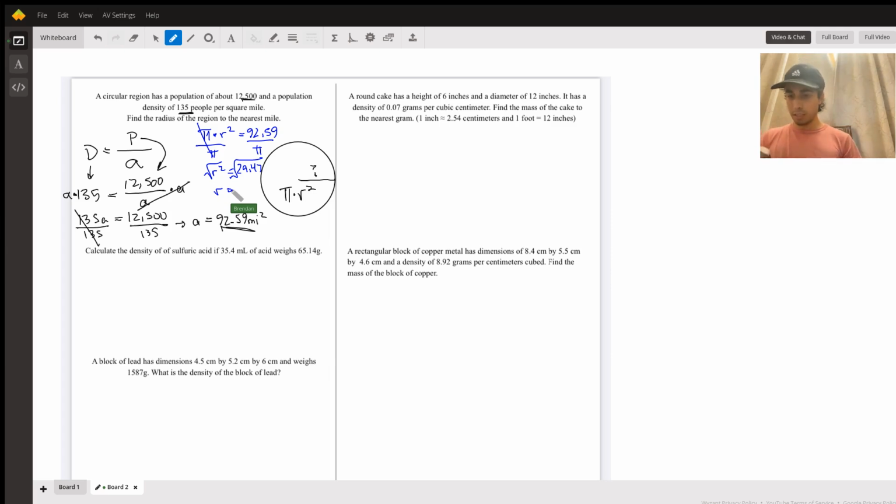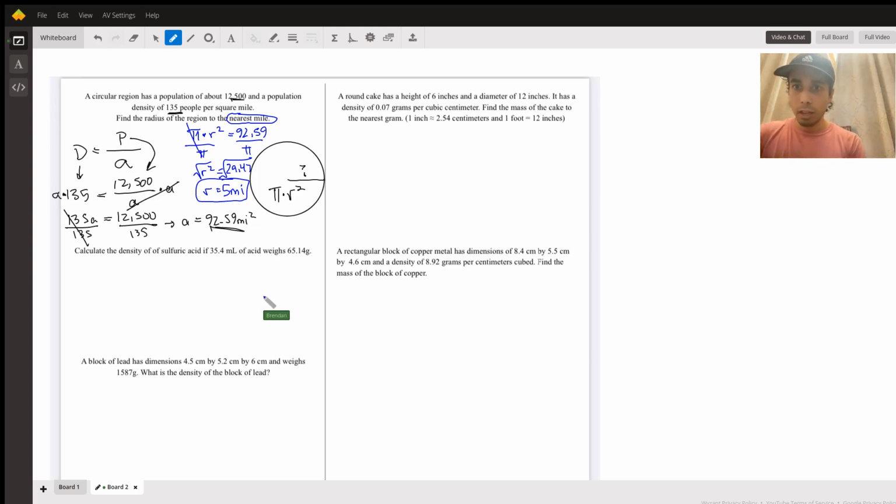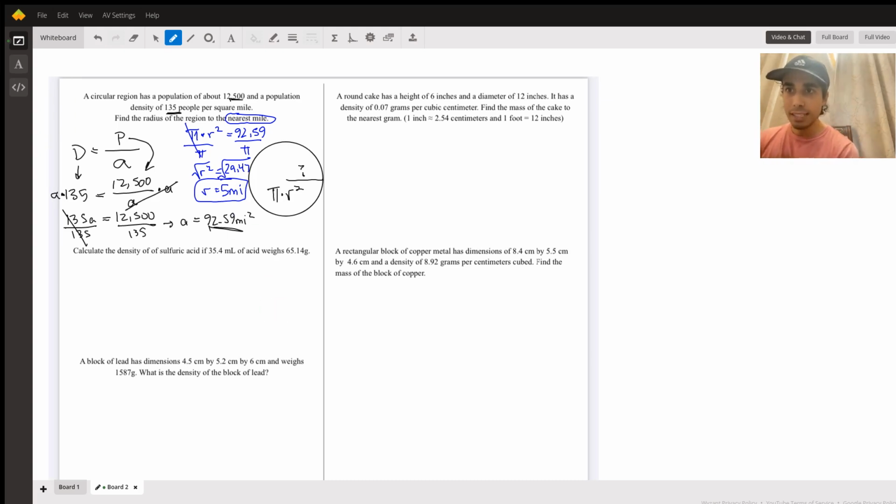The radius is 5.4 miles. However, it wants it to the nearest mile, so we round that down to 5 miles. And there's your radius. That one, just like number 4 on the other worksheet, is very similar, so you can refer between those two. All right, the density of sulfuric acid given the weight.